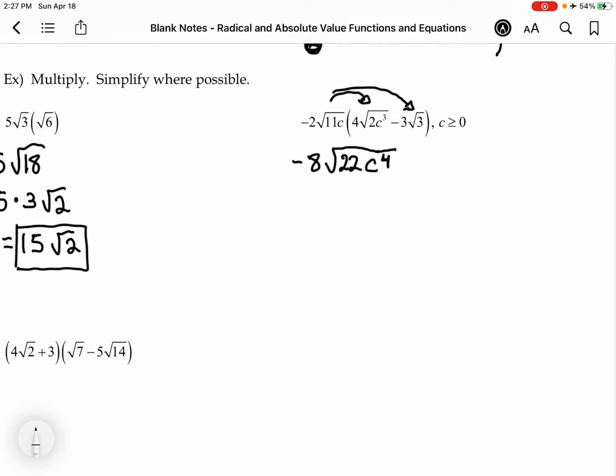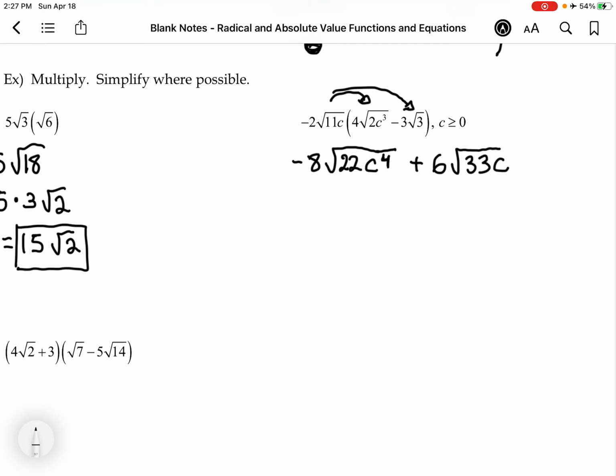Okay, and then for the second one, negative 2 times negative 3 is positive 6. And we're left with the square root of 11 times 3, which is 33. And then we just have a c. Okay, so when we do that, let's see if there's anything that we can simplify. Now, we've got this negative 8 on the outside. If we look at the first radical and expand that out, the 22 is 2 times 11, and those are both prime.